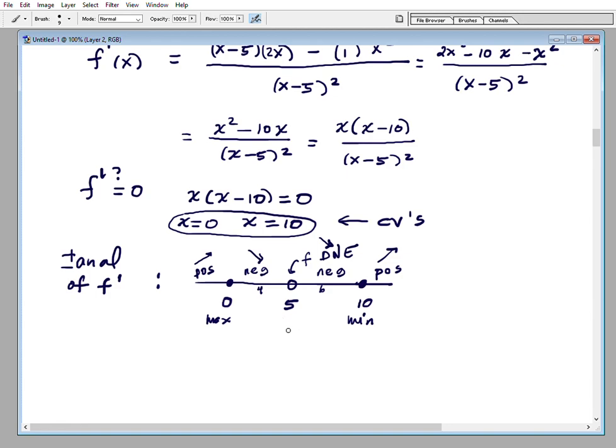So max mins can't happen. Let's just write it down. No max min at a point not in domain.